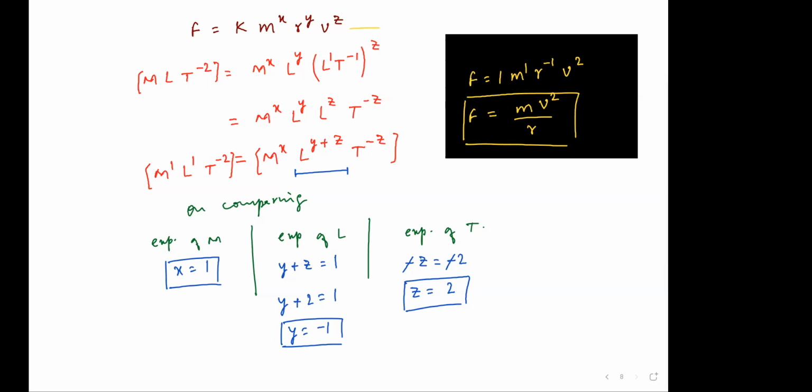Is it clear to everyone how I've just derived this relation? Yes, sir. Rihab, Nida, yes, sir. Rishan, is it clear?